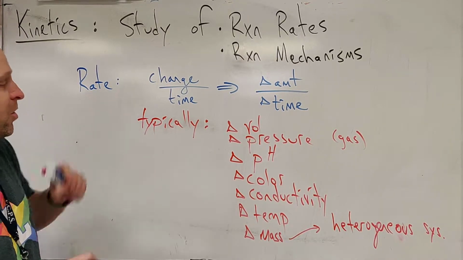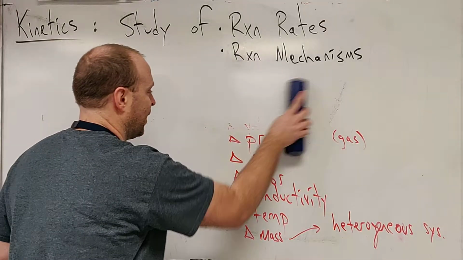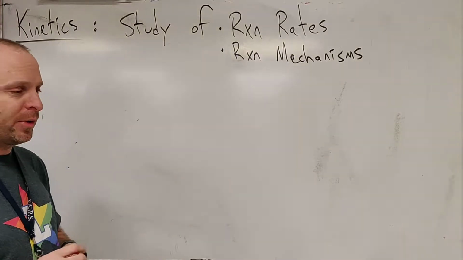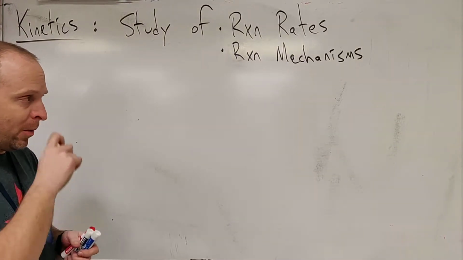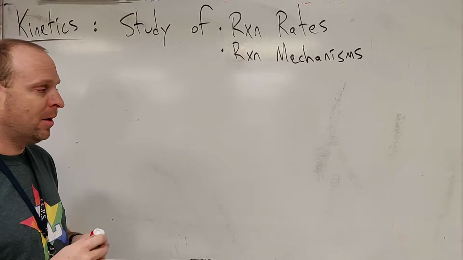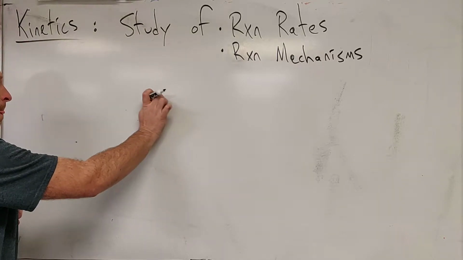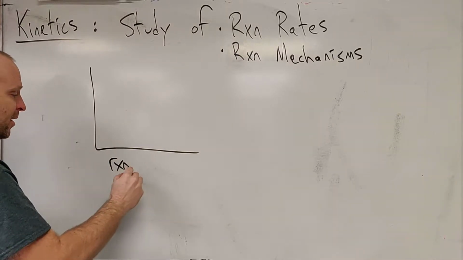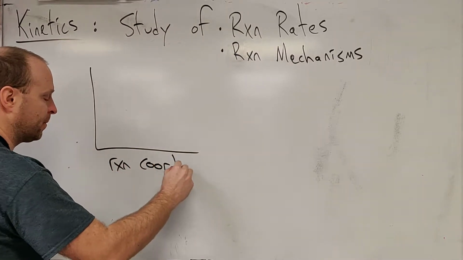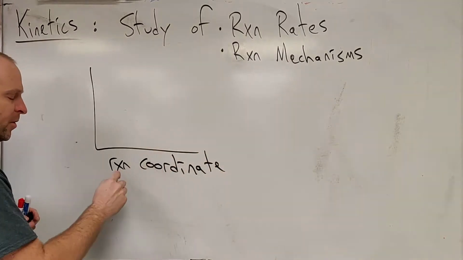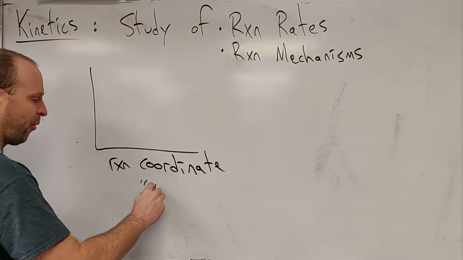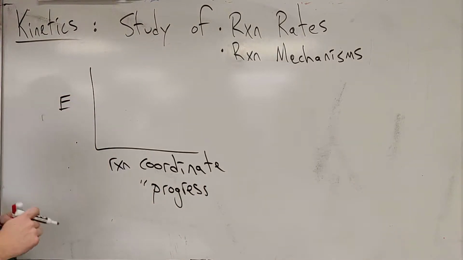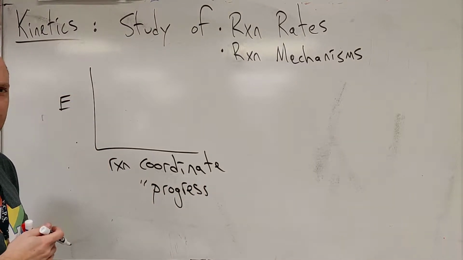With reaction mechanisms, that's a pretty interesting idea, because it changes fundamentally the way we look at chemical reactions. And I want to take a side note here and look at an energy diagram where we're talking about reaction coordinates, which they might also call reaction progress. On one axis, we've got energy. So it's how energy changes with time for different reactions.